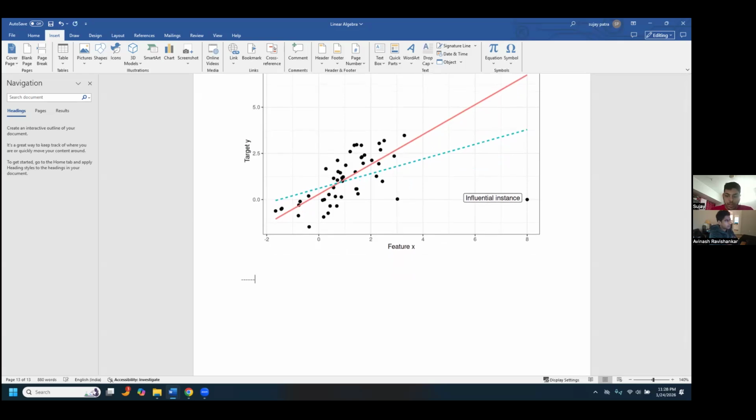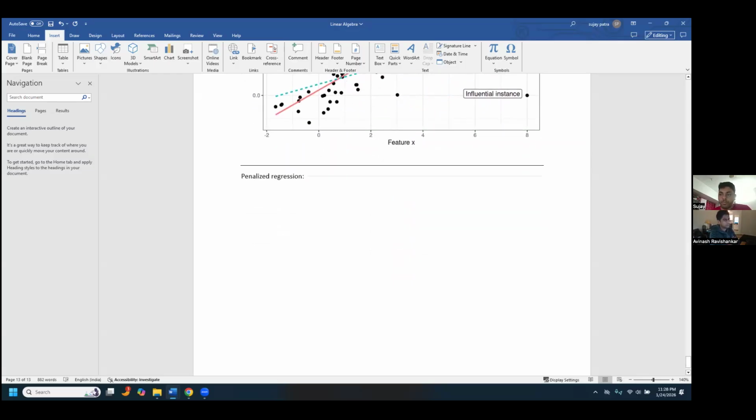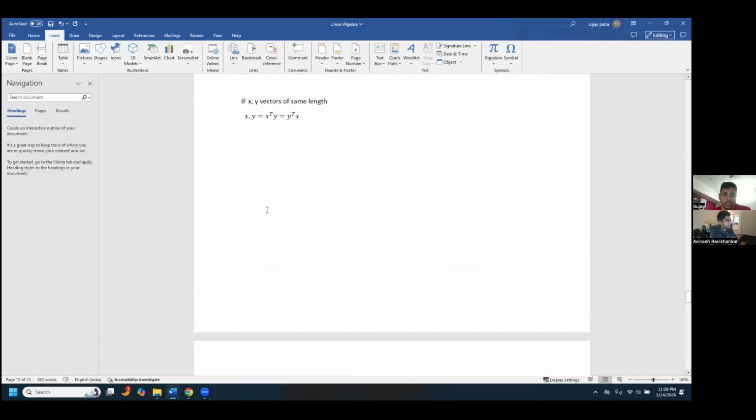So with that being said, let's move on to the other two regressions, which people classify under penalized regression. The idea of penalized regression is twofold. One is, I think we discussed a problem.